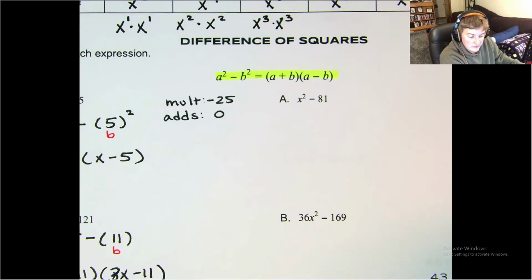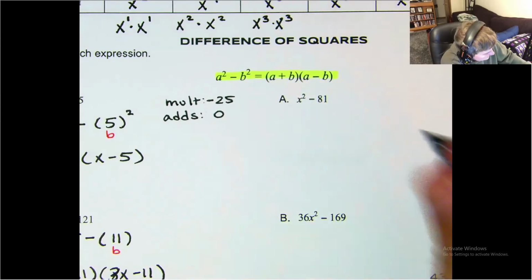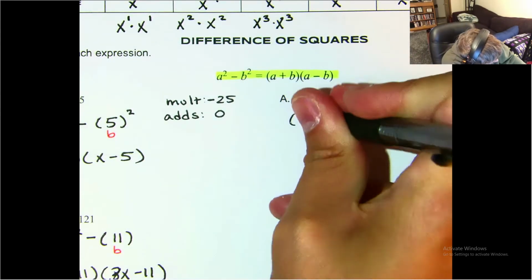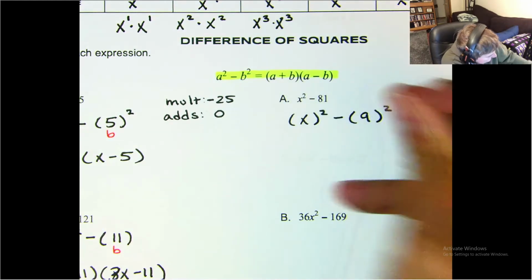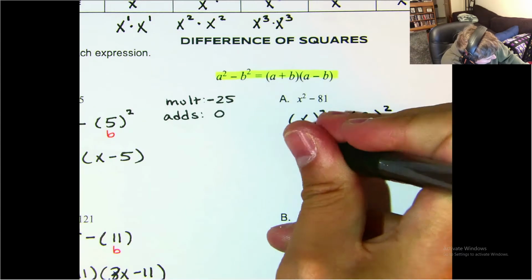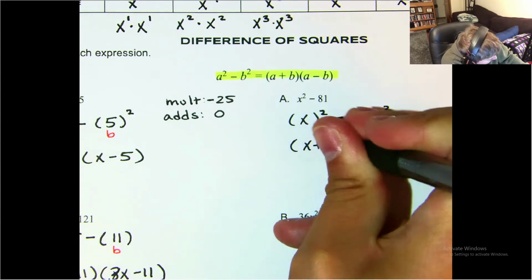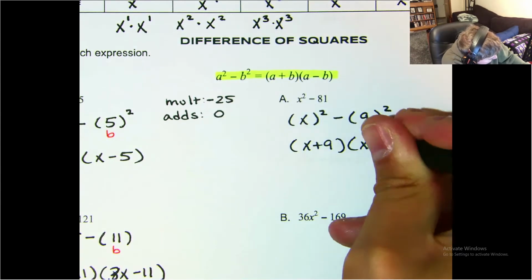Okay, so I'm assuming that you've already tried these. You're just here to see how you did. So the root of x squared is x. The root of 81 is 9. So that means this factors into x plus 9 times x minus 9.